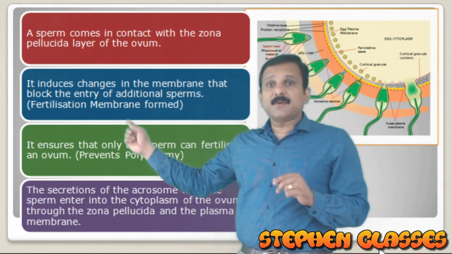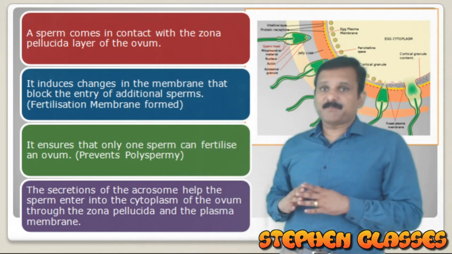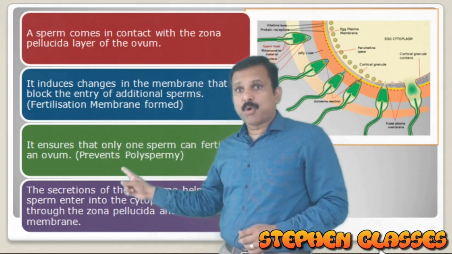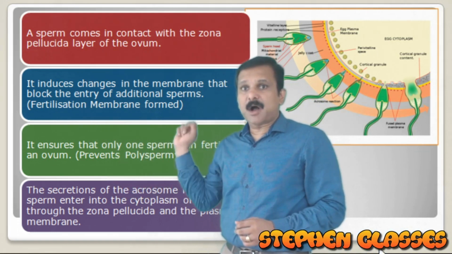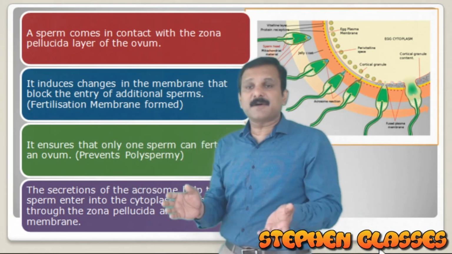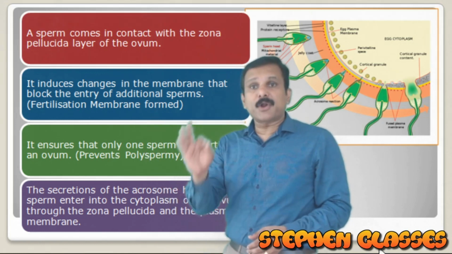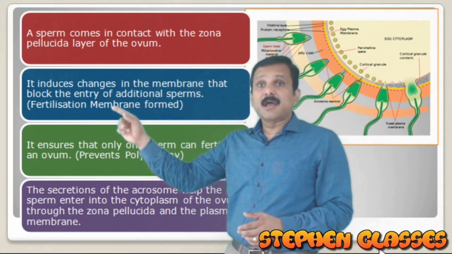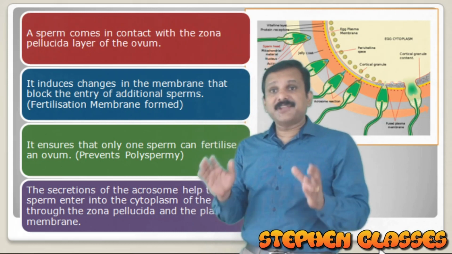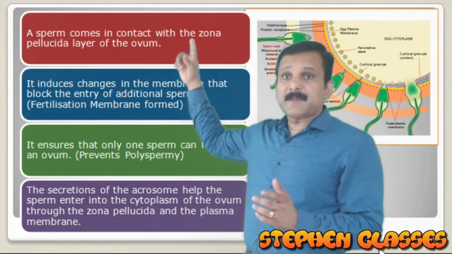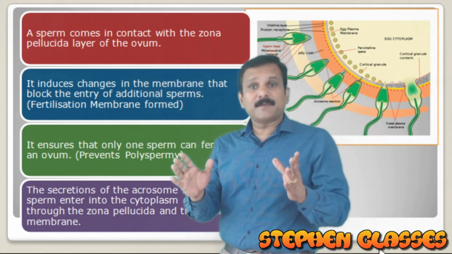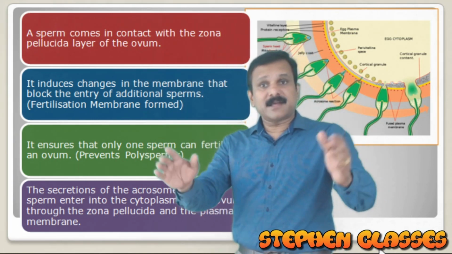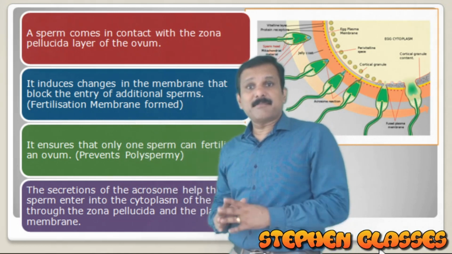The thickened membrane is called the fertilization membrane. The formation of the fertilization membrane prevents polyspermy. What is polyspermy? Entry of more than one sperm. So only monospermy is allowed, because of the thickened fertilization membrane. This is the change happening when a sperm cell comes in contact with the zona pellucida layer of the ovum. Is it clear for you? Monospermy is allowed, and polyspermy is prevented by formation of the fertilization membrane.